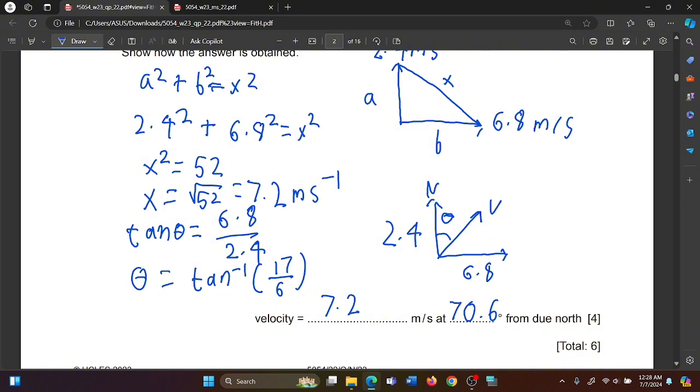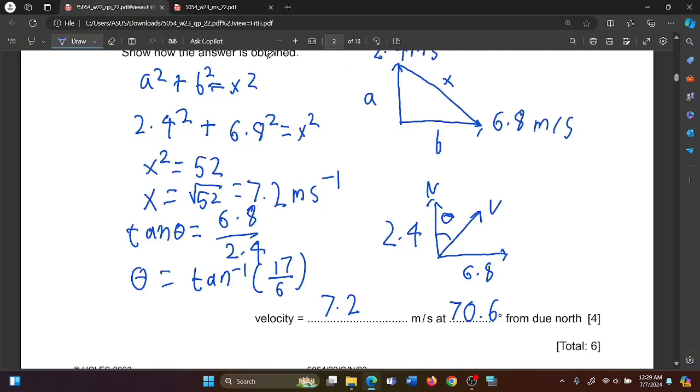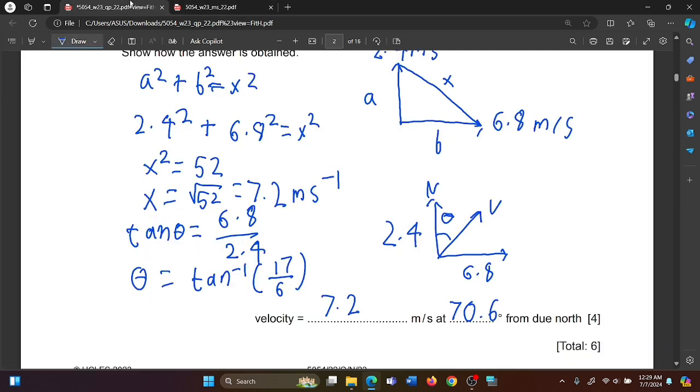Thus 70.6. Let's match our answers to the mark scheme. In the mark scheme, the speed is between 7.1 to 7.3. Our speed was 7.2, thus it is within the range. And the angle was between 18 to 21 degrees. So let's see, did we get it?